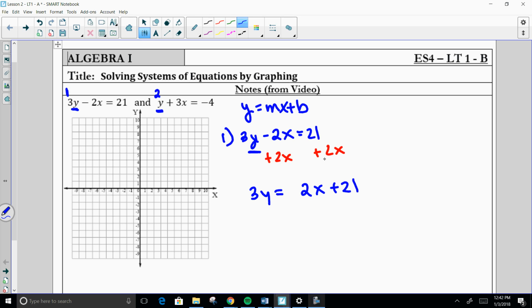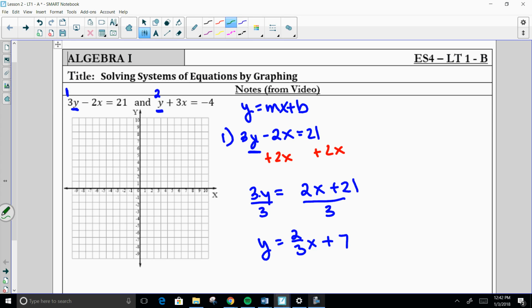Again, the reason I put the x first is so that it looks more like this form, mx plus b. Is the y by itself yet? No, it's not. What I have to do is divide by 3, because this is connected with the multiplication sign here. The 3's cancel out, and I'm going to be left with y equals, remember this 3 gets divided into both of these numbers on the right side, so it becomes 2/3 x plus 7, because 21 divided by 3 is 7.